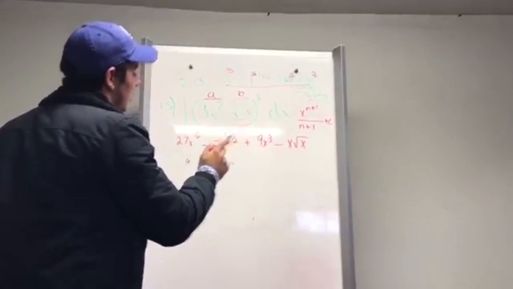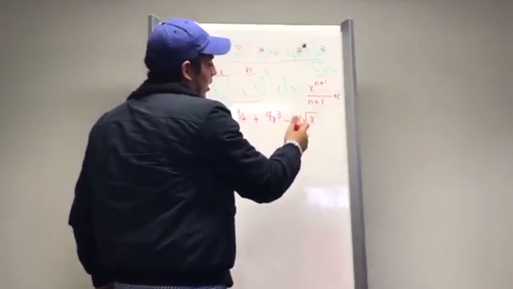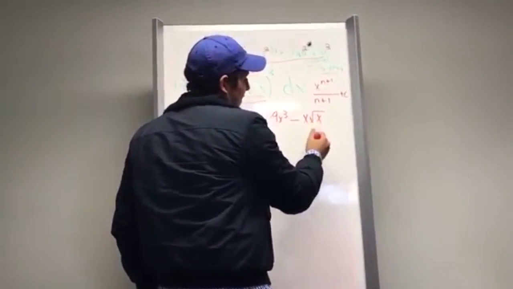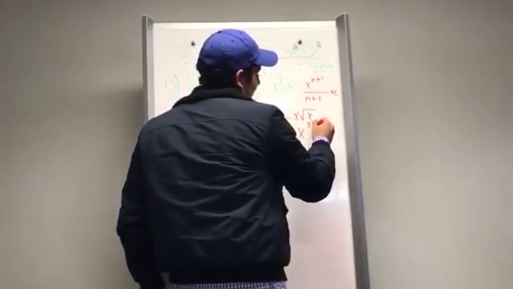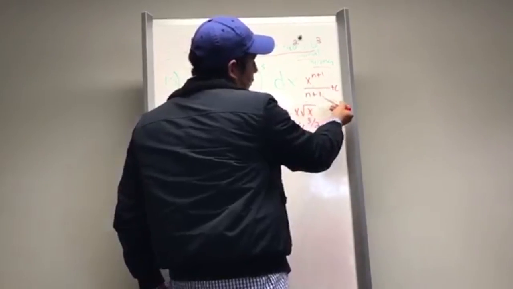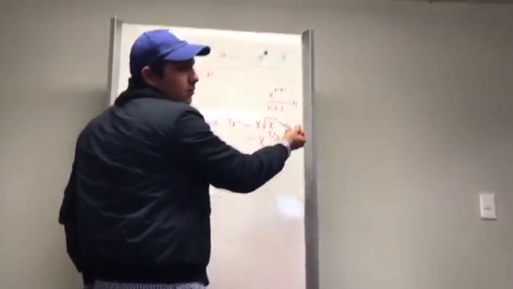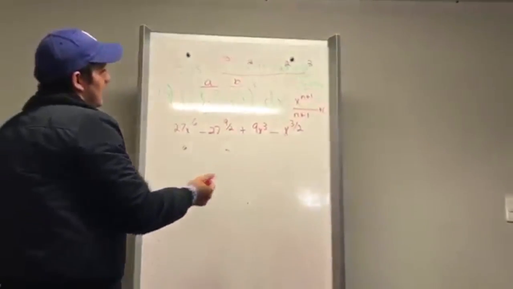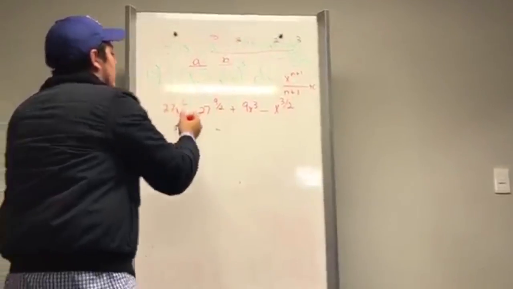Okay, first of all, to facilitate our operation, we're gonna make this negative x to the 3/2, because this is 1, this is a whole, this is a 1/2. 1 plus 1/2 is gonna be 3/2. Now we're using this formula to integrate this one here.